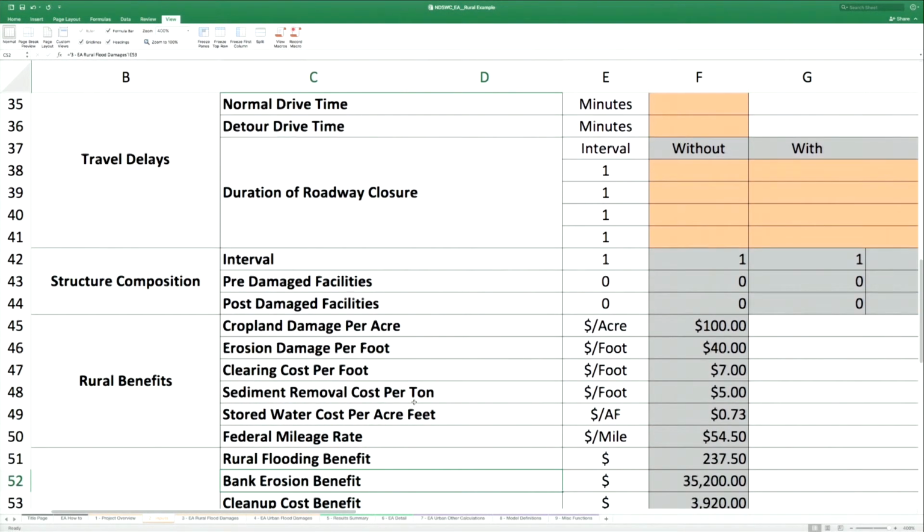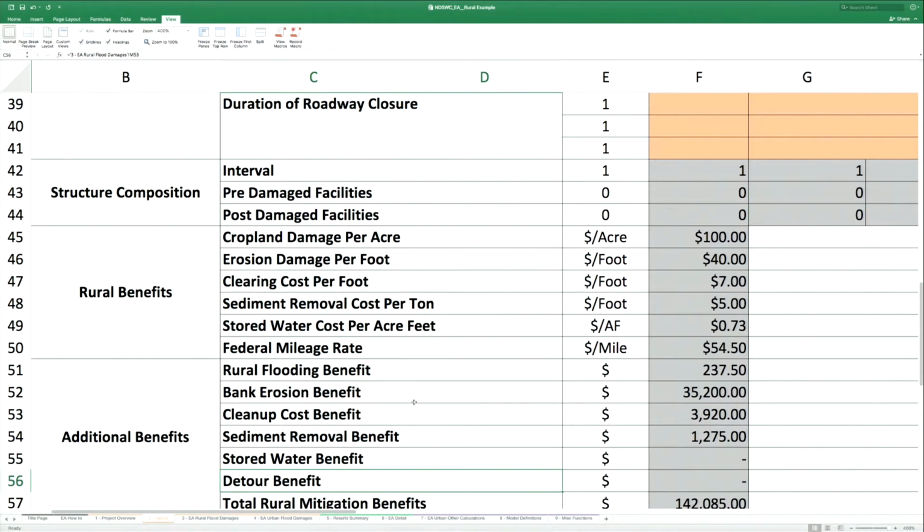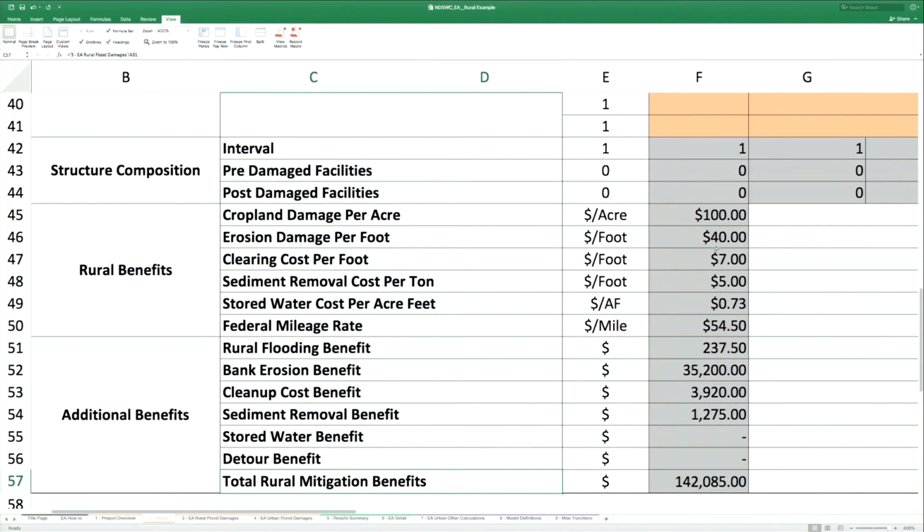Yep. And here's where those input values are. You'll see here that they're grayed out, but these are the values. So we had cropland damage per acre, $100 per acre. Erosion, $40 per foot. And this is linear foot, I should say. Clearing costs per foot. Sediment removal. Stored water, $1 per acre foot. So that's where all of these values are housed. If you want to take a look and see, these all feed into those calculation worksheets.